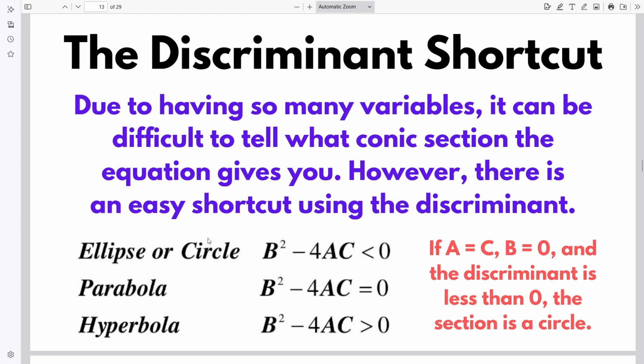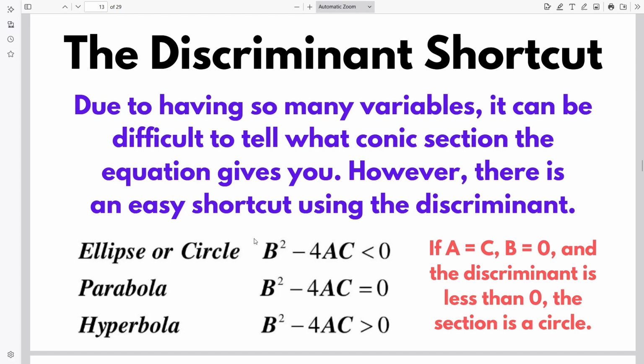For an ellipse or a circle, if b squared minus 4ac is less than 0, then it is an ellipse or circle. For a parabola, if the discriminant is exactly 0, it is a parabola. And for hyperbolas, if b squared minus 4ac is greater than 0, it is a hyperbola.